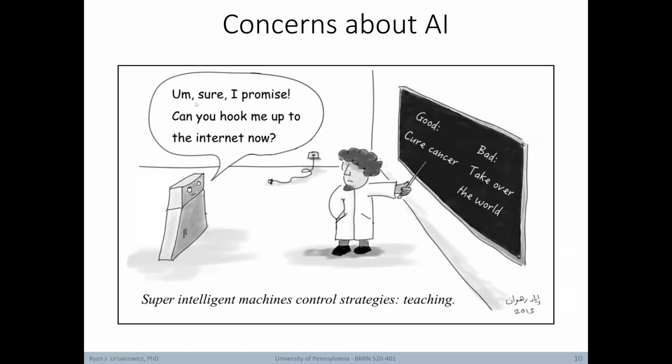And the machine says, "Sure, I promise. Can you hook me up to the internet now?" Right? So there's this underlying dread that if we ever do successfully create a true artificial intelligent entity, we don't know whether it's going to be good or bad, right?